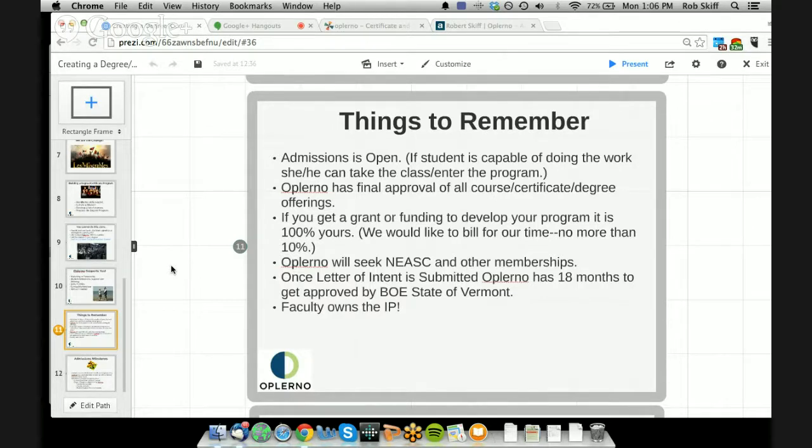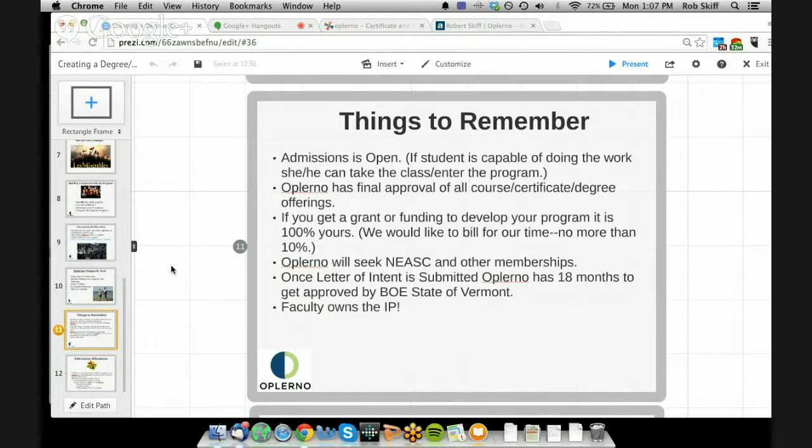The other piece to remember is faculty owns the IP. Any course you create, you own. Degree programs that you create fully, you own all the intellectual content of your classes and potentially of the degrees. The only thing that we're going to have to start talking about is potentially some sort of reimbursement of cost sharing amongst faculty. Oplerno is interested only in being billed for its time that it's spending on potentially supporting the initial stages of the development of a degree program once it's up and running and successful.